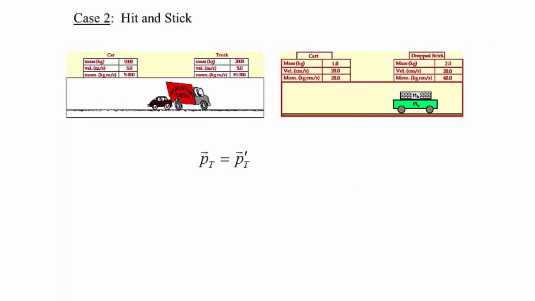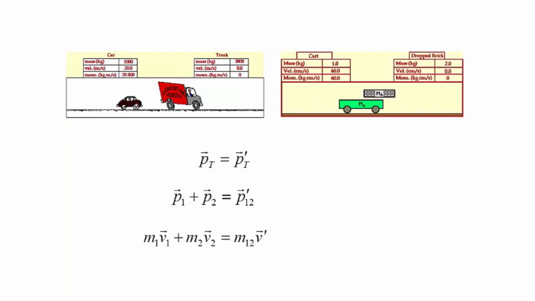Easiest thing to do. Case number 2, we might have a hit and stick collision, like the 2 examples up there. What happens is, for both cases, the objects become one object, essentially, after the collision. So the car and the truck become sort of one moving car-truck combo at the left there. And then on the right, we've got some kind of cart and a brick or something loaded onto it. And notice they move off together as one object.